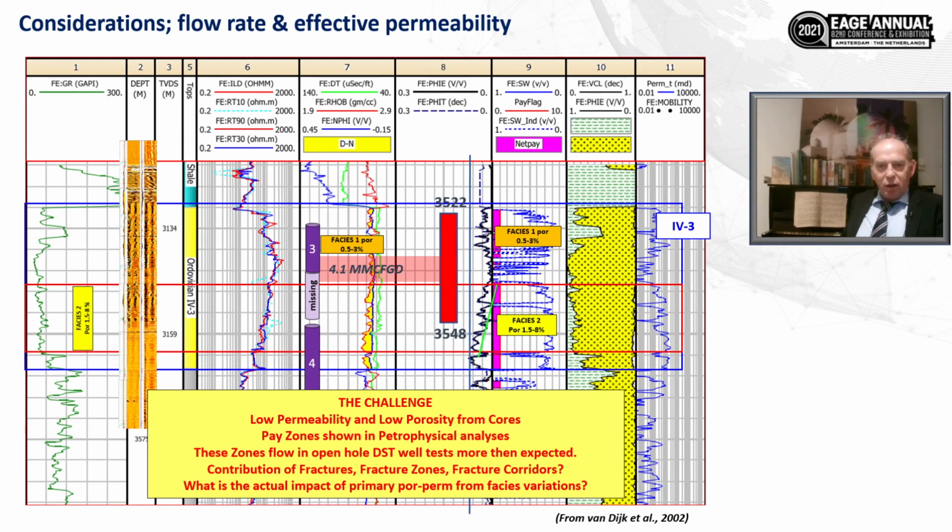In this example of a CPI diagram, we see the challenges we are facing. We have low porosity and permeability from cores. We have pay zones shown clearly from the petrophysical analysis, and these zones flow in open hole DST well tests more than we should expect from only matrix porosity. So we ask ourselves, what is the contribution of the fracture zones and the fracture corridors, and what is the actual impact of primary porosity permeability variations due to phases.